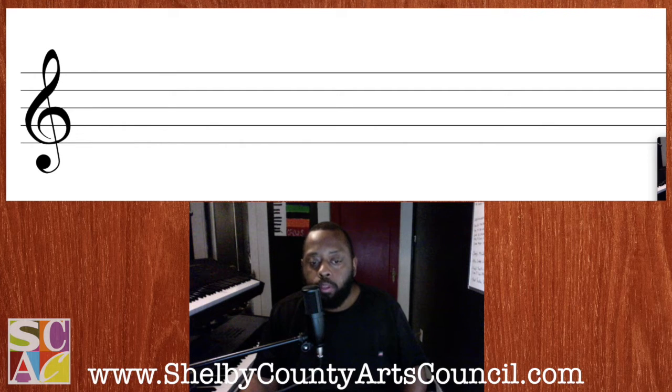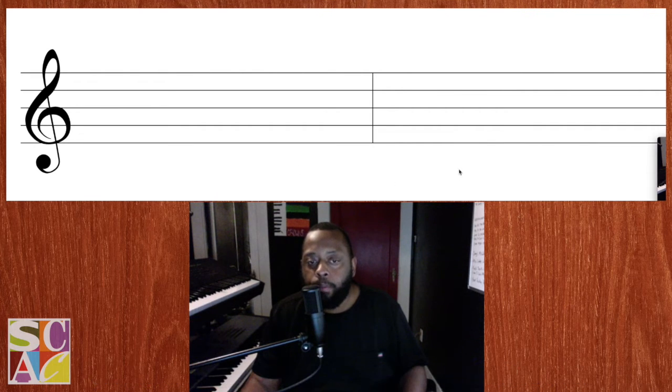So what I'm going to do is take a vertical line and draw it down the middle. Now we have 2 halves, 1 half here and 1 half here. Each of these halves are called a measure. So measure 1 and measure 2.